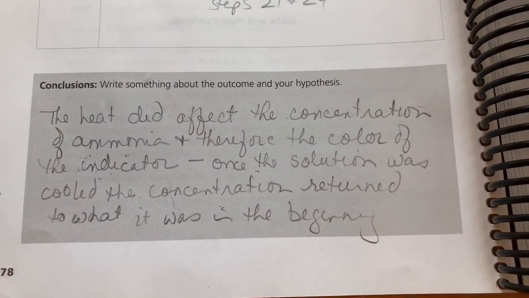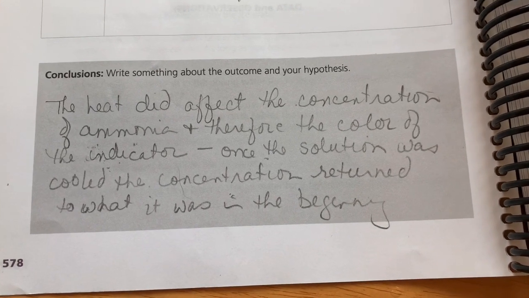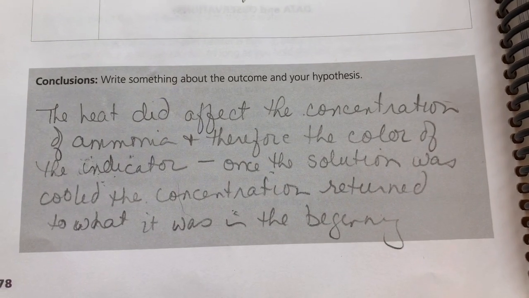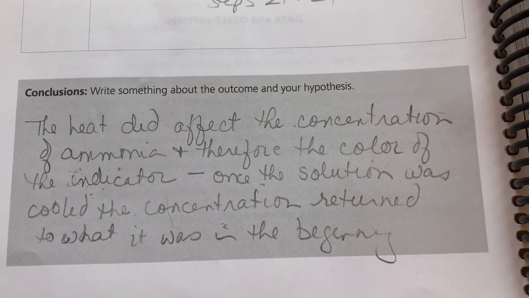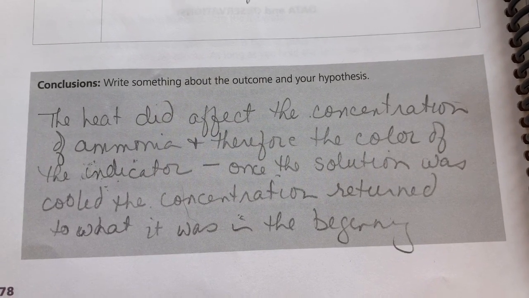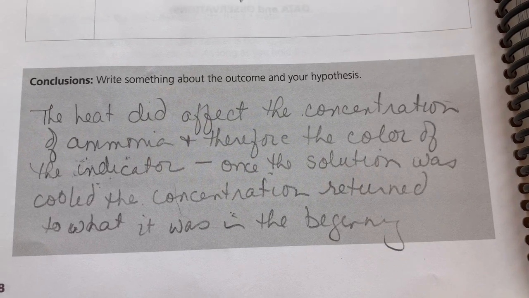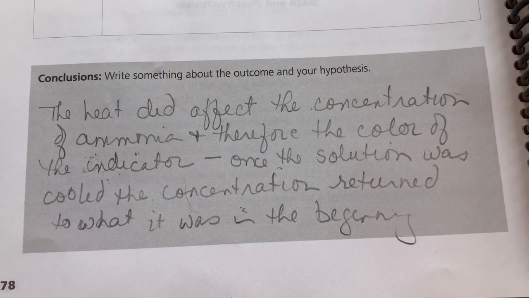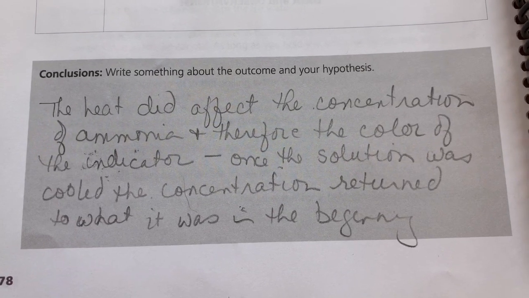And so my conclusion is the heat did affect the concentration of ammonia and therefore the color of the indicator, because that's what's showing us what the ammonia is doing. Once the solution was cooled, the concentration returned to what it was in the beginning. And so that tells us that the concentration was trying to maintain equilibrium. And that's it.